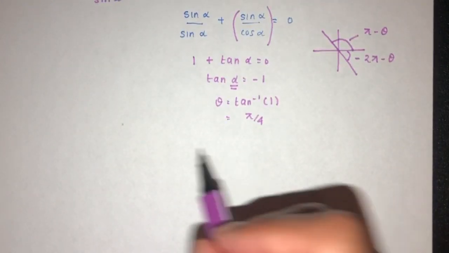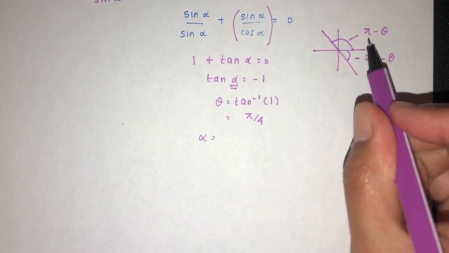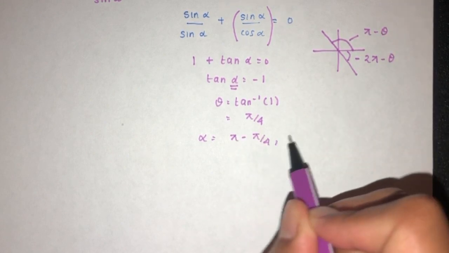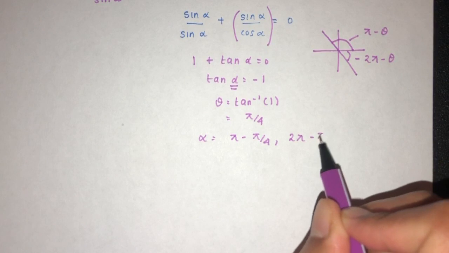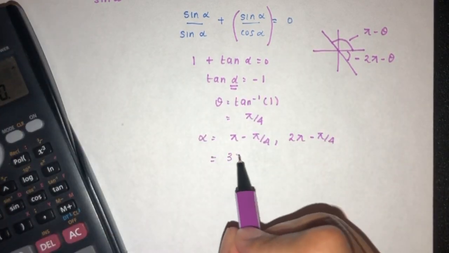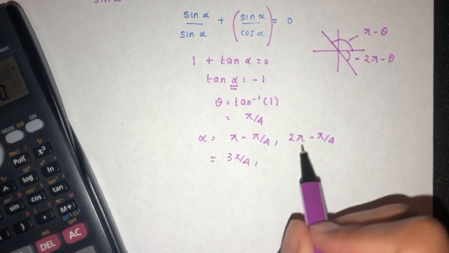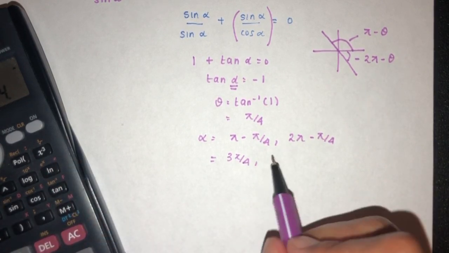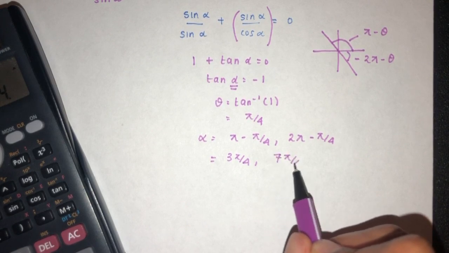Now, step by step, let's find the value of alpha. Alpha will be pi minus pi by 4, or it could be 2 pi minus pi by 4. That will be 3 pi by 4, or here we have 2 minus 1 over 4, that will be 7 pi by 4.